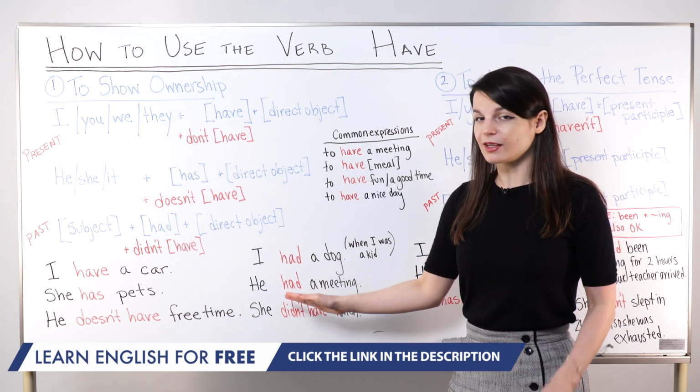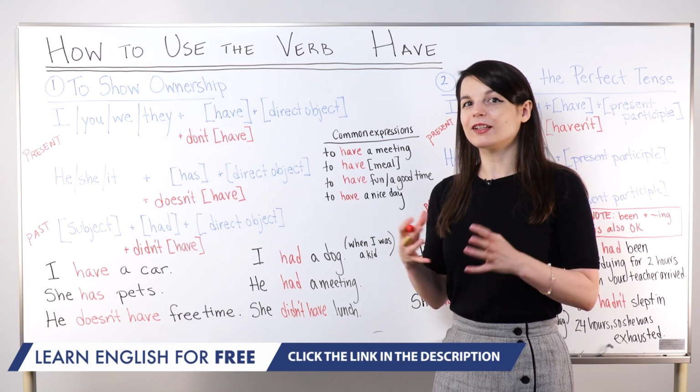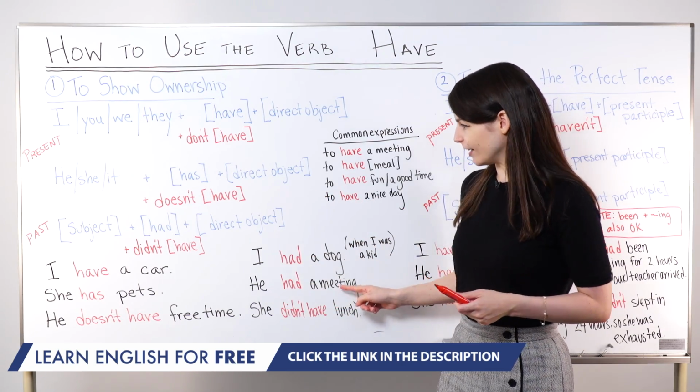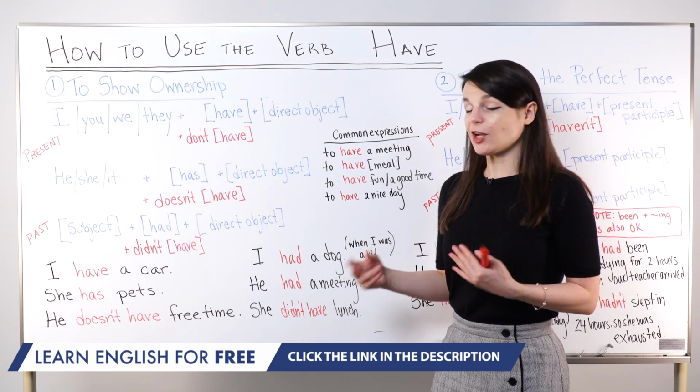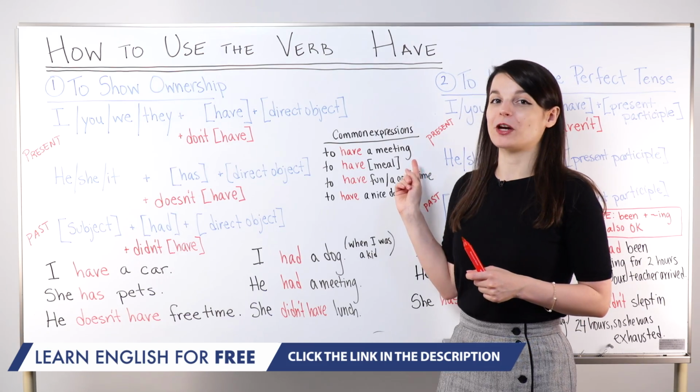So you'll notice here that especially with these two example sentences, it's not really an object or a pet that we're talking about here, a meeting or lunch. Actually, there are some very common expressions that we have that use the verb have.